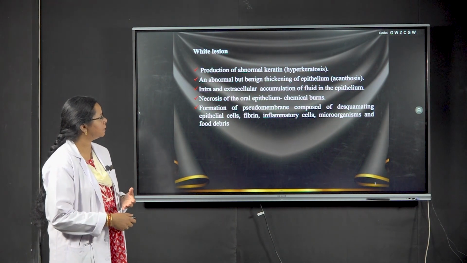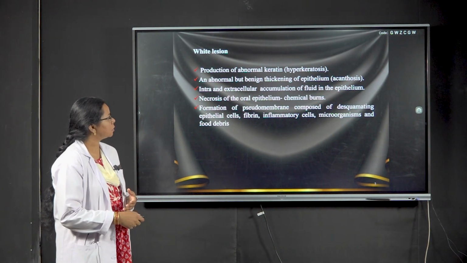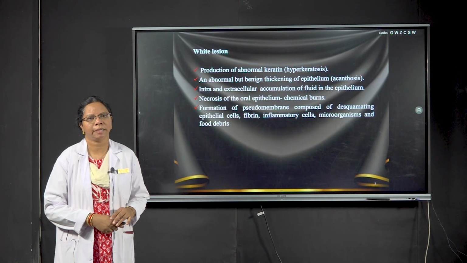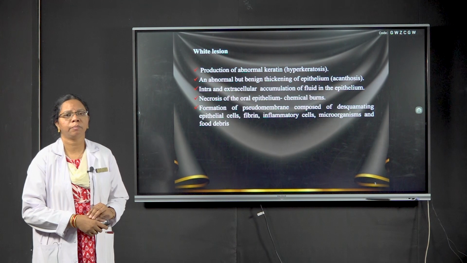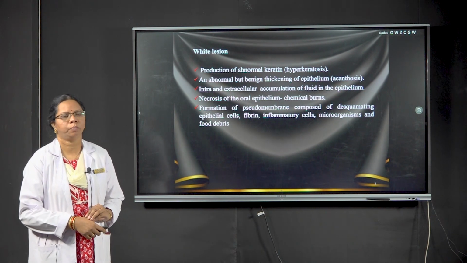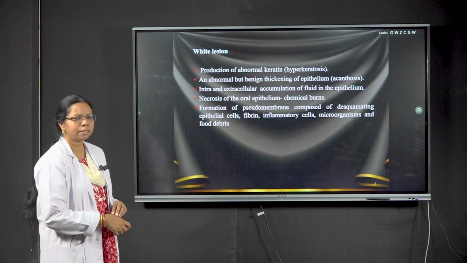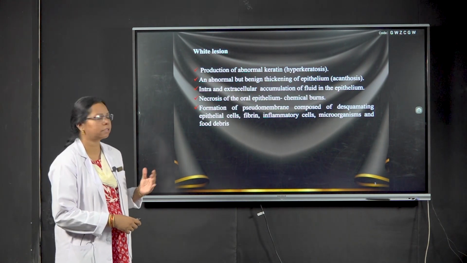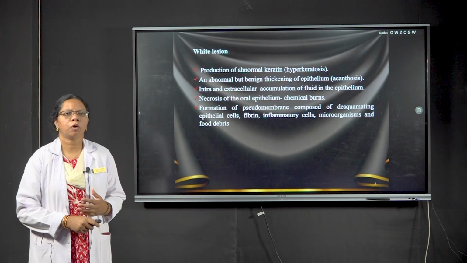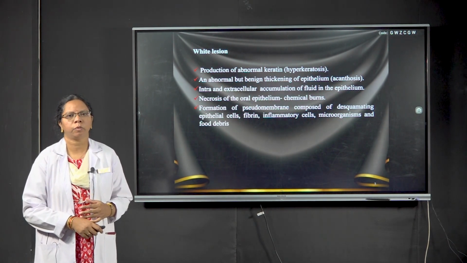The second reason is acanthosis. Acanthosis is caused by an increase in the spinous layer. So this acanthosis is seen in leukoplakia and lichen planus, and in some cases of hairy leukoplakia also. The third reason for the development of white lesions in the oral cavity is intra and extracellular fluid accumulation, which is commonly seen in leukedema and white sponge nevus.